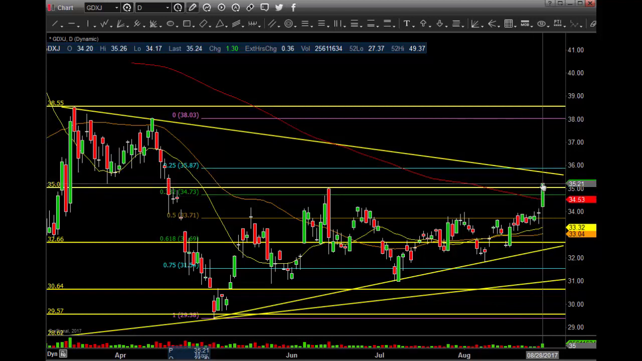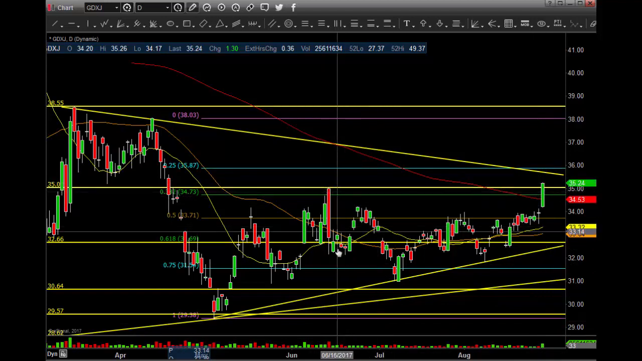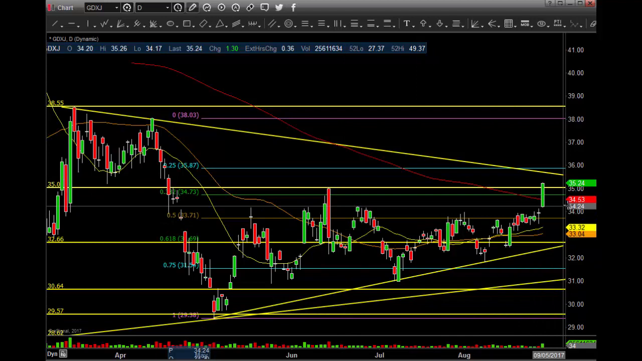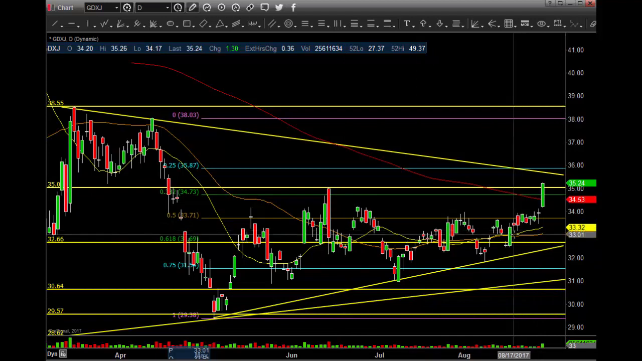You know how this thing works. It clicks over and goes straight down like this guy here. And then it chops for 3 weeks or 4 months or whatever and goes nowhere. So I'm not getting too excited yet. I don't have a position in this. I have a lot of people asking me about JNUG. This is the one that controls JNUG.